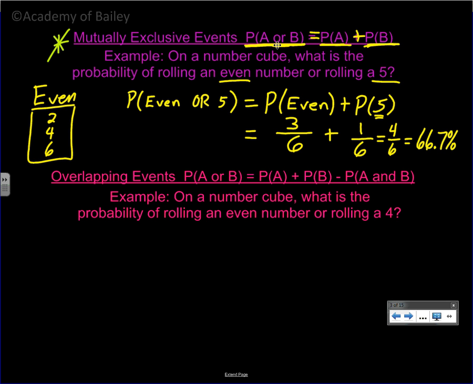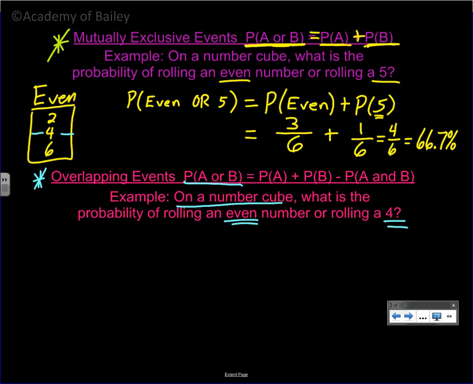And the next type of compound event is overlapping events. Now, let's look at our example real quick and then we'll come back to the formula. It says on a number cube, what is the probability of rolling an even number or rolling a 4? And if we notice in our even number list, 4 is already in there. So what's the probability of getting an even number or a 4? We're still only trying to get one thing to happen. It's either even or it's a 4. But let's look at our formula.